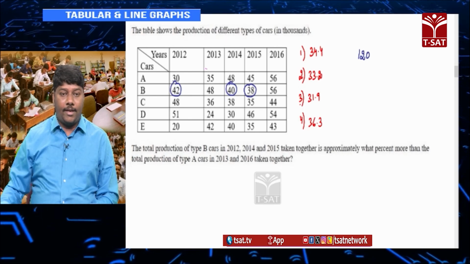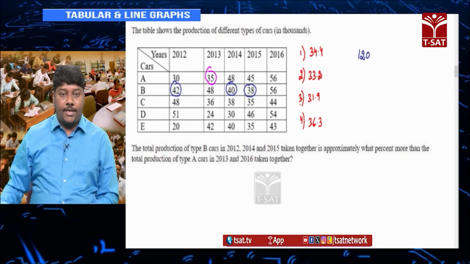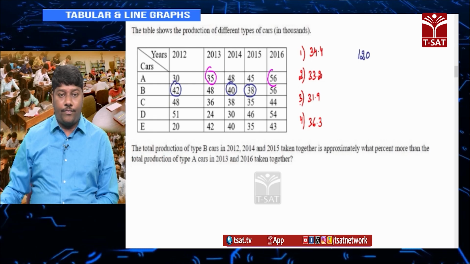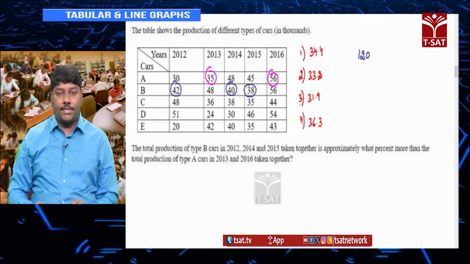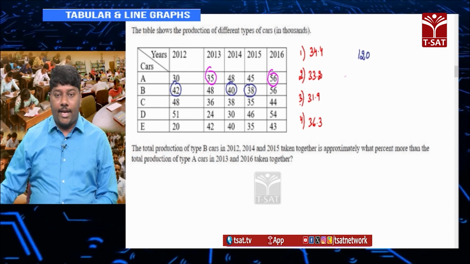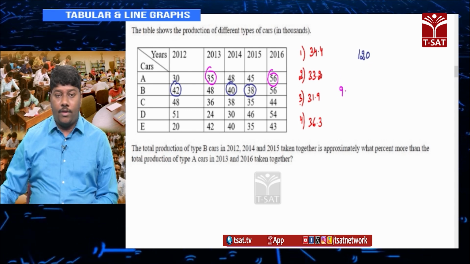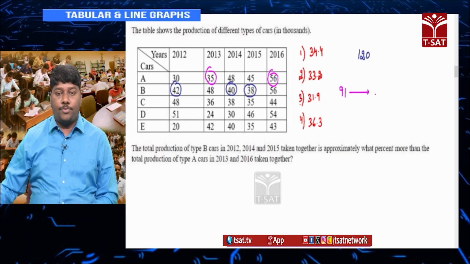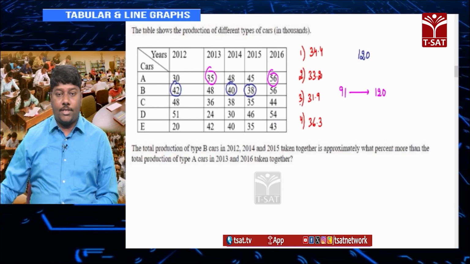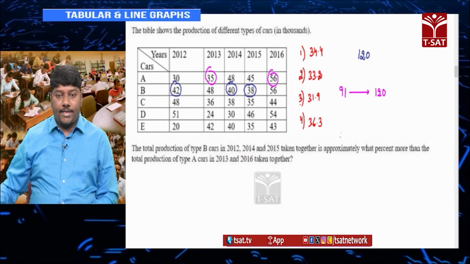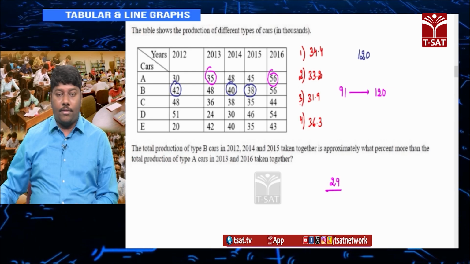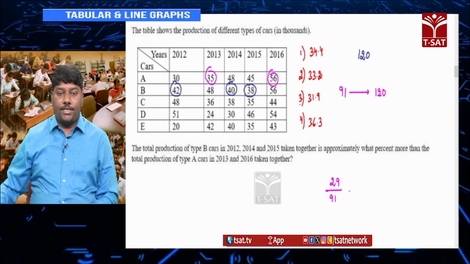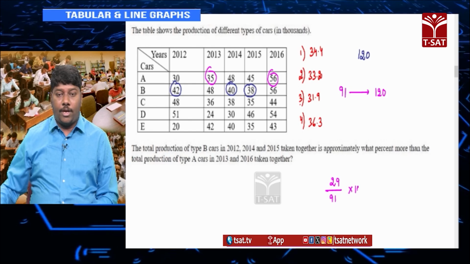Type A cards in 13, it's 35. Type A cards in 16 is 56. Therefore, I can clearly say it is 35 plus 56 is 91. So 91, when compared to 91, 120 is how much more I am asking you. So actually it is how much more? It is actually 29 more when compared to 91. I just need to use the percentage increase formula, right, to 100.